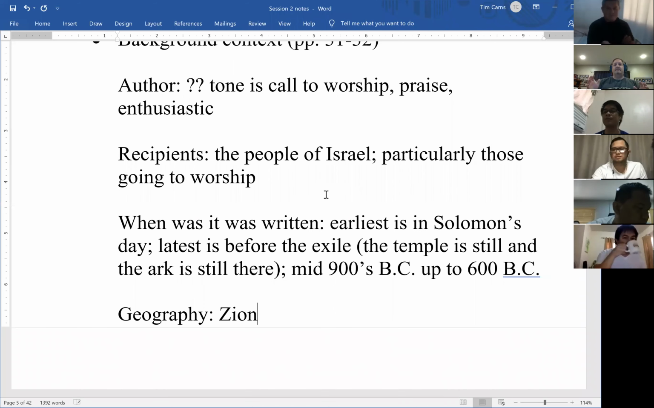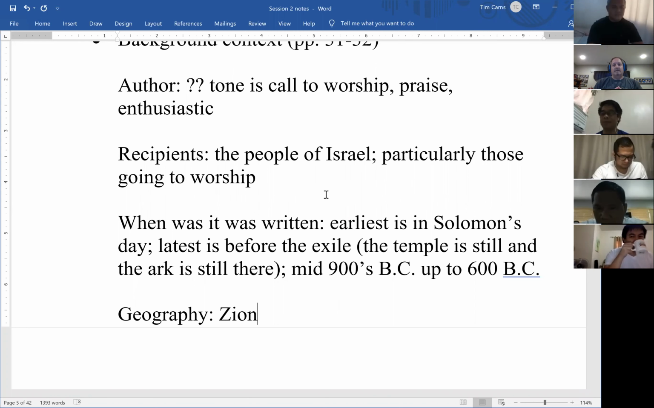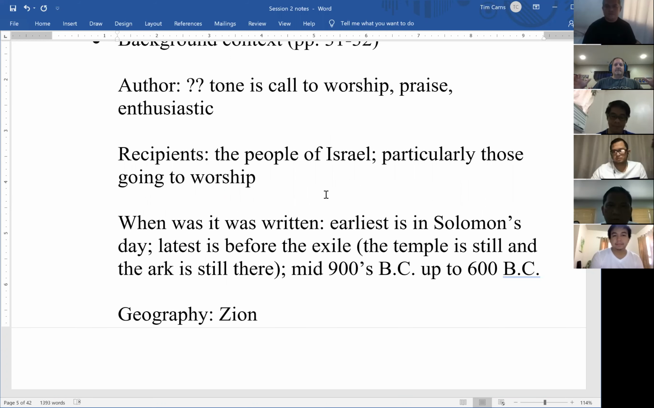Zion could be a reference to one of three things: either the city of Jerusalem as a whole, or the Temple Mount, or the temple itself. If you look up all the references to Zion in the Old Testament, you'll see those three. The most common reference, if I remember, is the Temple Mount or the temple itself. So we have Zion, and also Holy Hill, and that is a reference to the Temple Mount.